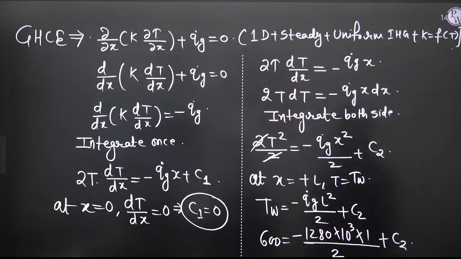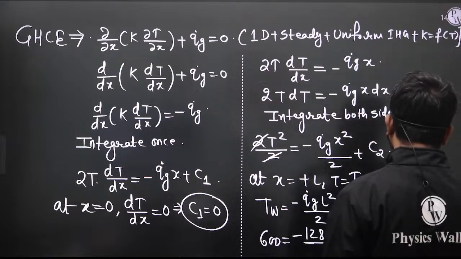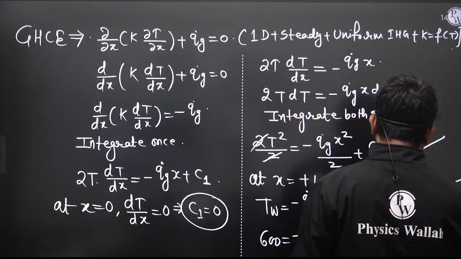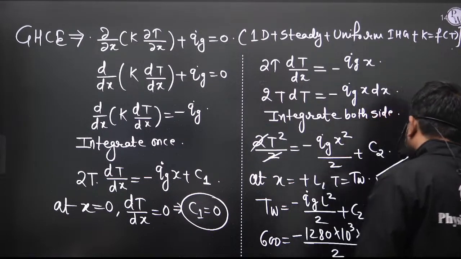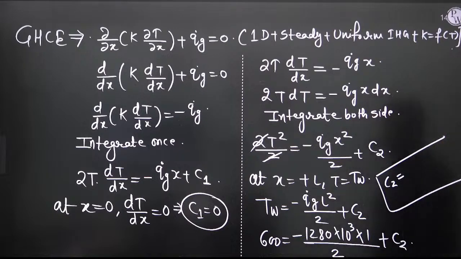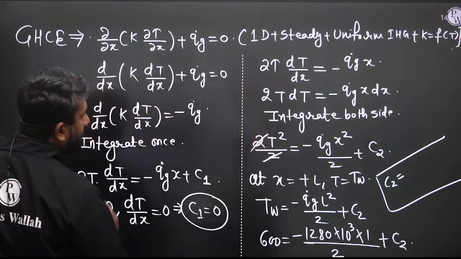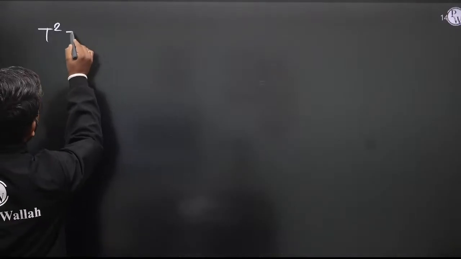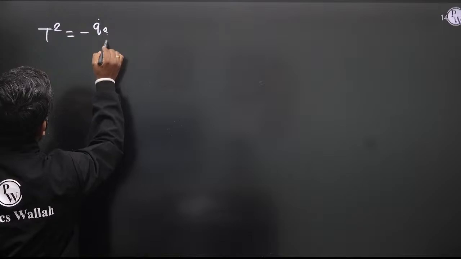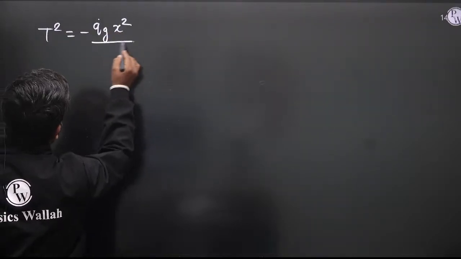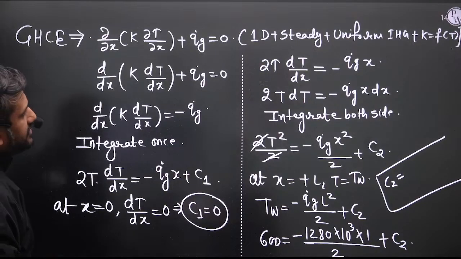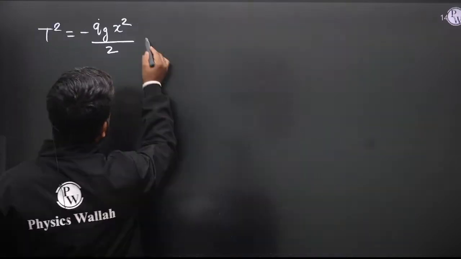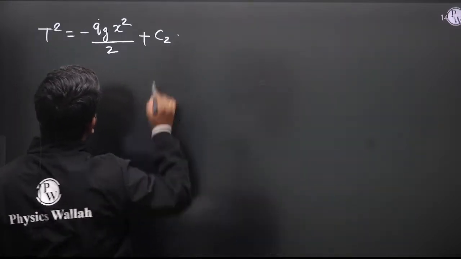Can anyone tell me what is the C2? Now, once you know the C2, you have this equation: T square is equal to minus q dot G x square by 2 plus C2. Now tell me, what is C2?